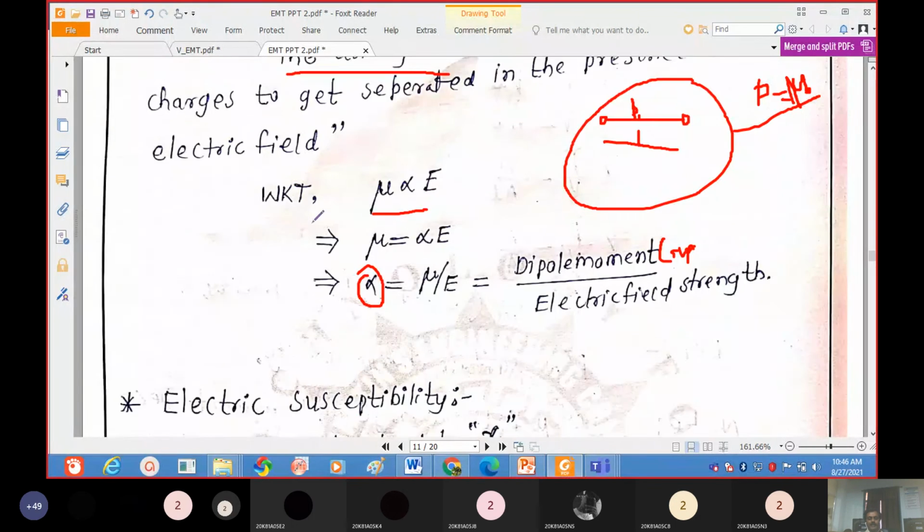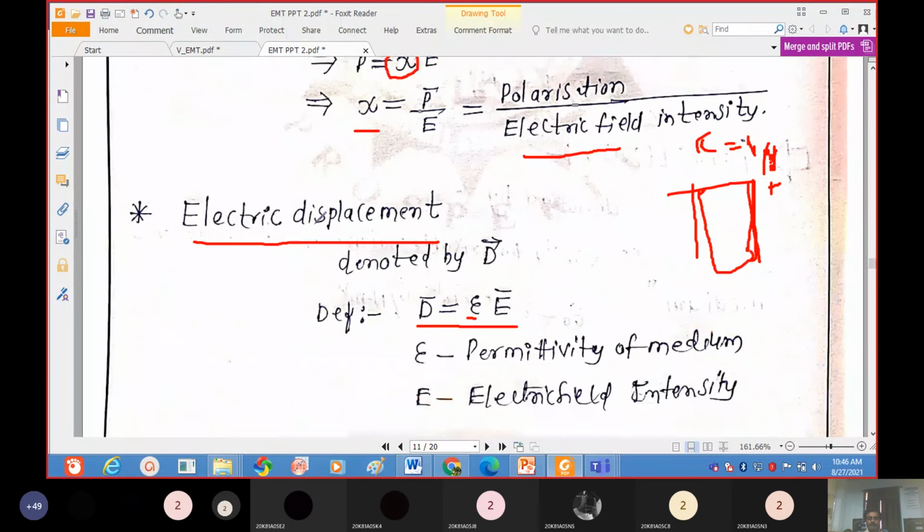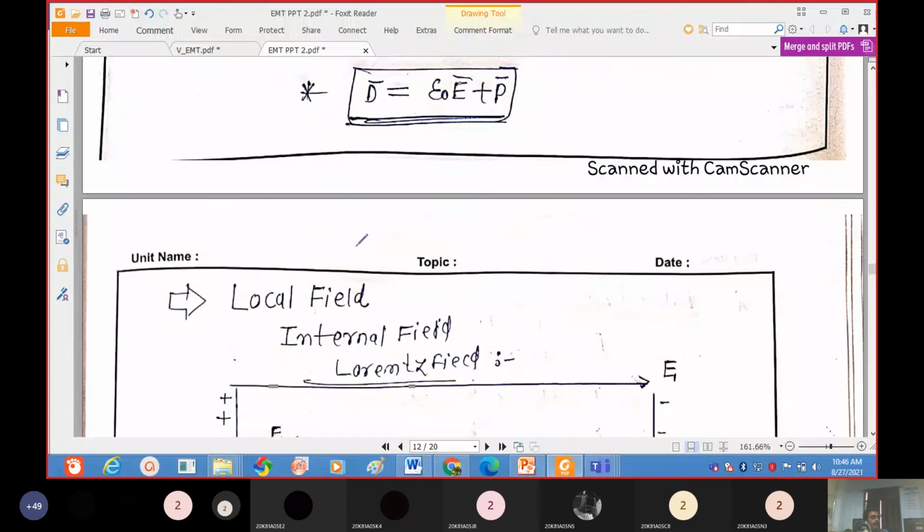Next, dielectric polarizability, electric susceptibility and dielectric displacement. These are the most important definitions in dielectric materials.